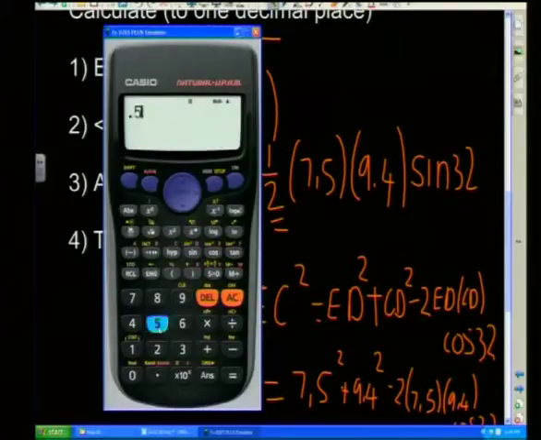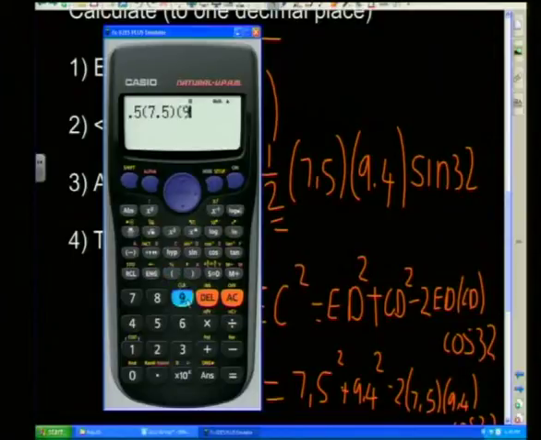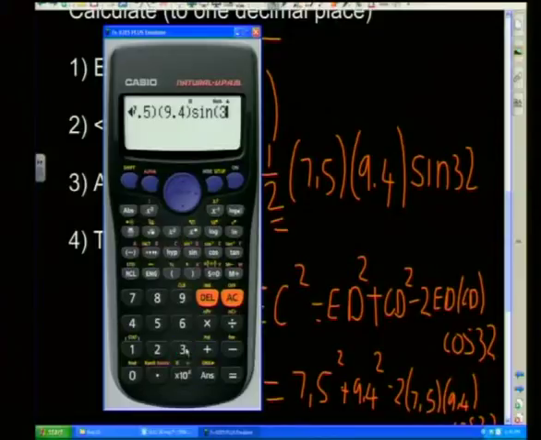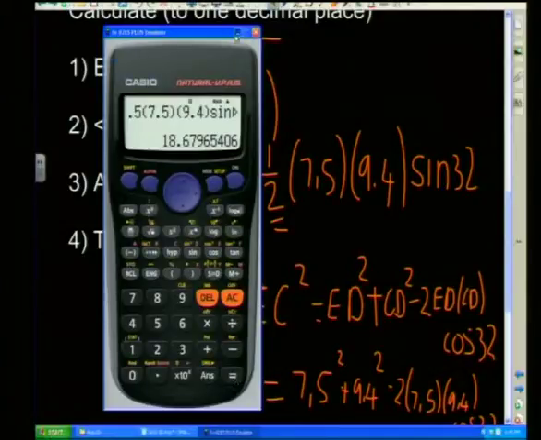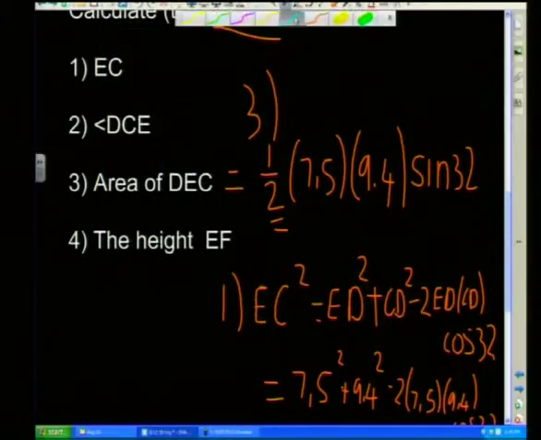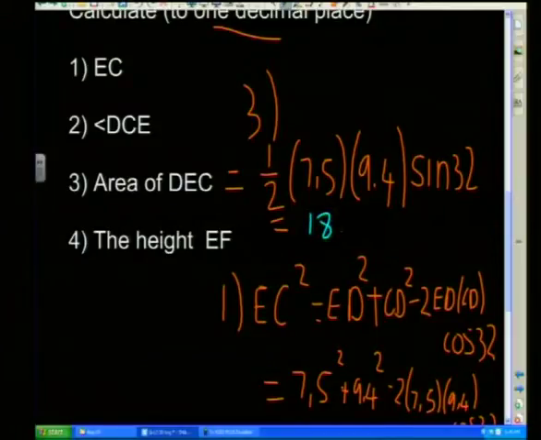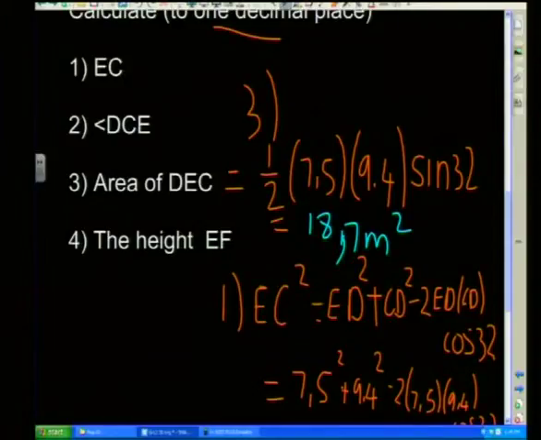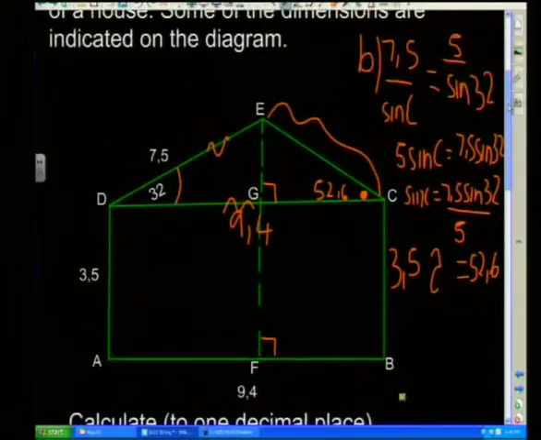So it's 0.5 times 7,5 times 9,4 times sine of 32, and that gives us 18,7, because we're going to round off to one decimal place. 18,7 meters squared, since these sides were in meters. All right, and that's the area of your triangle DEC.